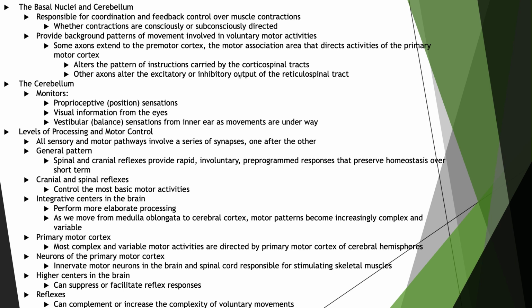Cranial and spinal reflexes control the most basic motor activities. Integrative centers of the brain perform more elaborate processing. So as we move from the medulla oblongata to the cerebral cortex, the motor patterns become increasingly complex and variable. The primary motor cortex of the cerebral hemispheres directs the most complex and variable motor activities.